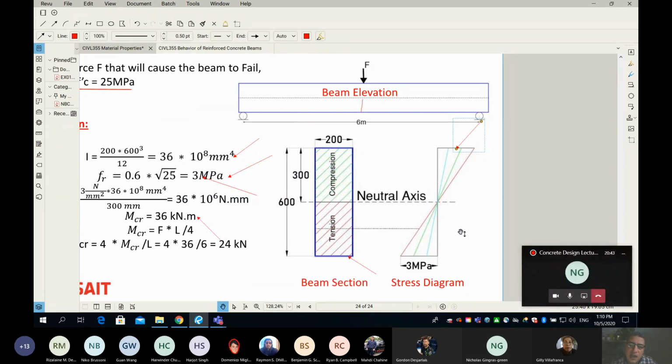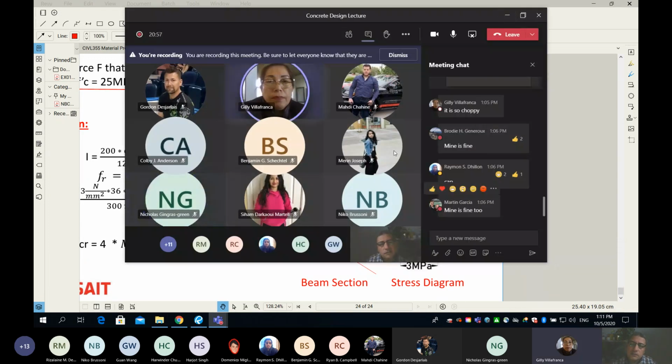What I'm saying here, guys, at this moment of time, when your force is 24 and your moment is equal to 36, and the stress at the bottom fiber is equal to 3 MPa, what is the stress at the top fiber in compression? Is it also 3?